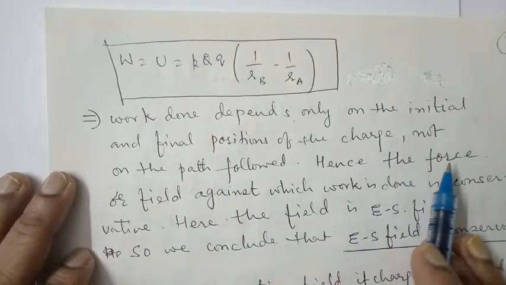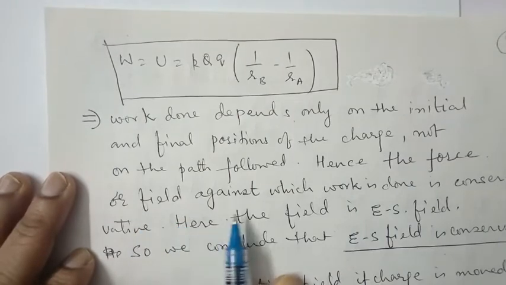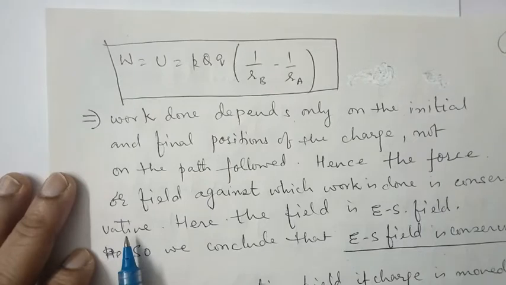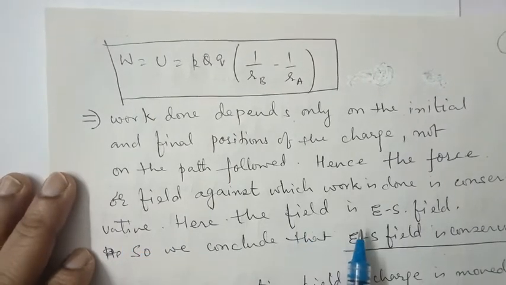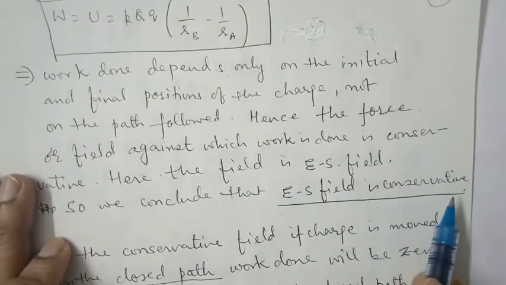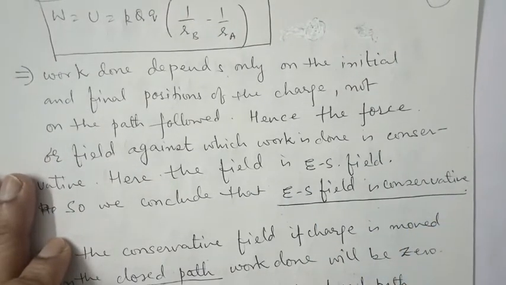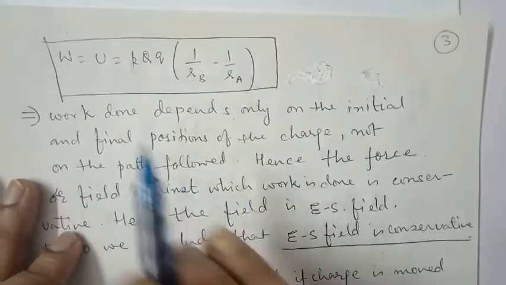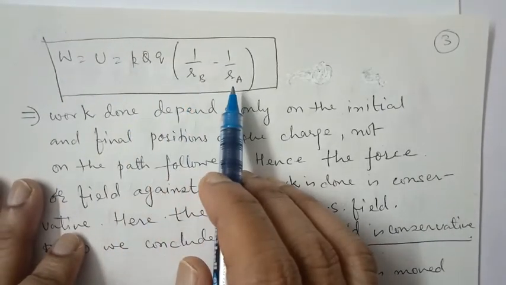Hence, such a force or field against which work is done is a conservative force or conservative field. Presently the consideration was of the electrostatic field, and hence I conclude that the electrostatic field is conservative in its nature. So we say the electrostatic field is conservative. When the field is conservative, then work done depends on initial and final positions.